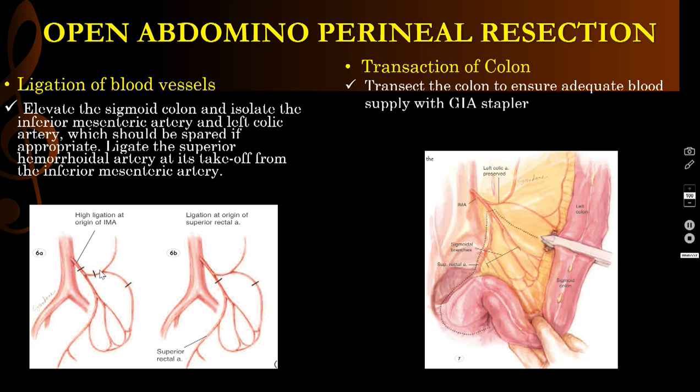Instead of ligating here, you have to ligate here. After this is branching off the left colic artery, we have to ligate this trunk only. So if you ligate this one, both the sigmoidal artery and the superior rectal artery will be cut off. This is what you have to do. So after ligating the blood vessel, now you have to transect the junction of the sigmoid colon and the descending colon. You have to dissect this mesentery and use a GIA stapler to divide this bowel.